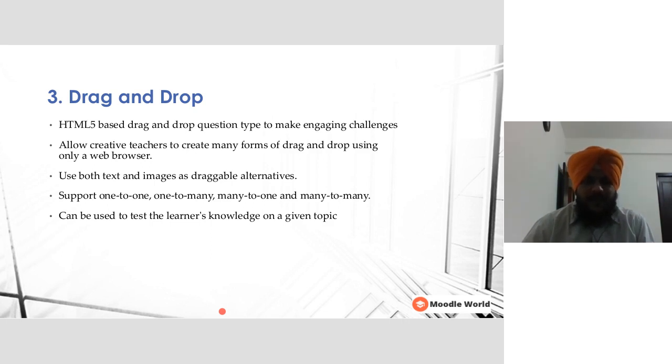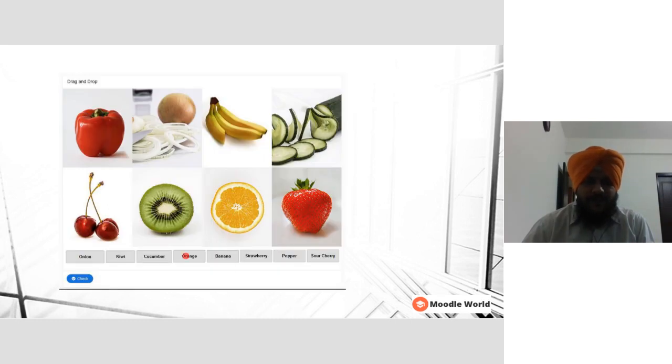The image of this drag and drop may be like this. This is some fruits, and he needs to drag the correct name over the top of that fruit, and then the student will check the answer. The feedback will be given immediately after the attempt. So that is the drag and drop question type in H5P. So now let's proceed to the fourth content type.